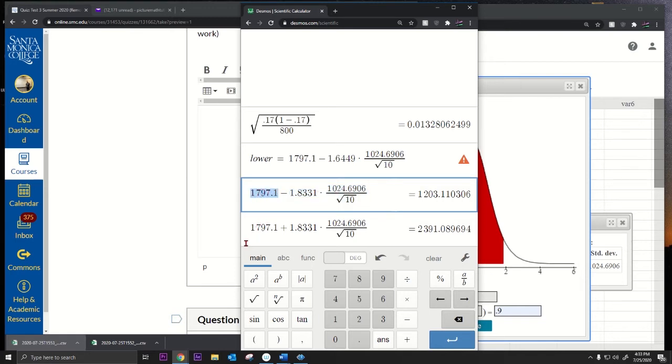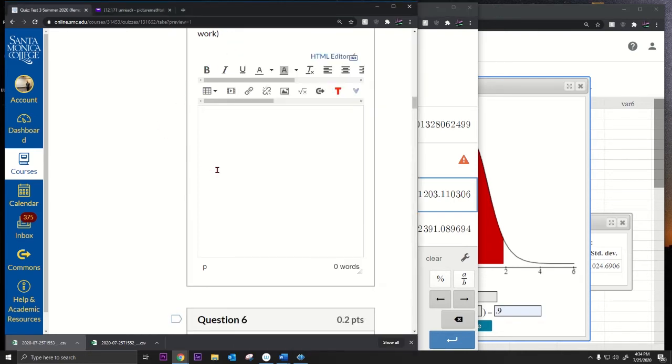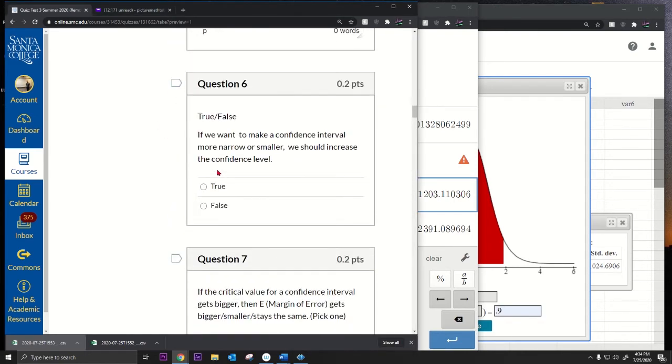In this case, it's called X bar. We're dealing with the mean, so that's X bar, and this is the margin of error right here. This thing in the numerator is the standard deviation, S. And this is called the critical value. So there you have it. Now I'm going to move on to the next one. That was our confidence interval.